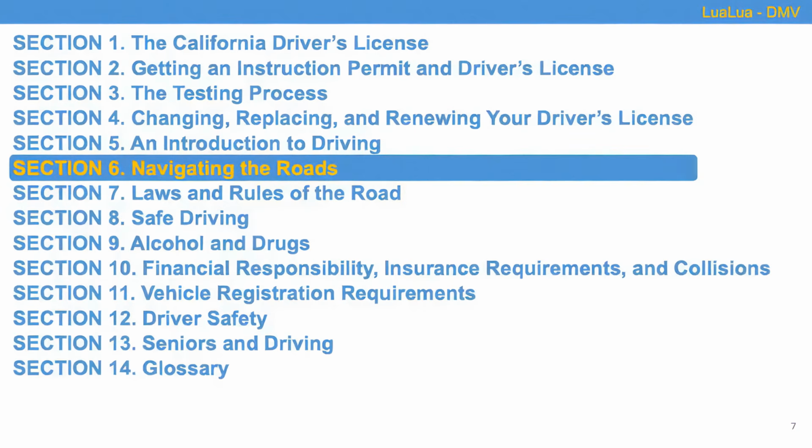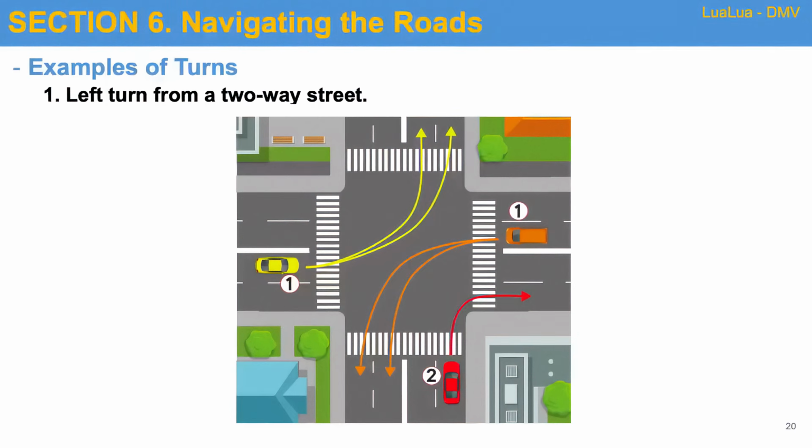Examples of turns. The descriptions below refer to the numbers next to the cars in the images. Watch for pedestrians, motorcycles, and bicycles between your vehicle and the curb. When making turns, there may be signs or arrows that indicate you can turn from or end in more than one lane.